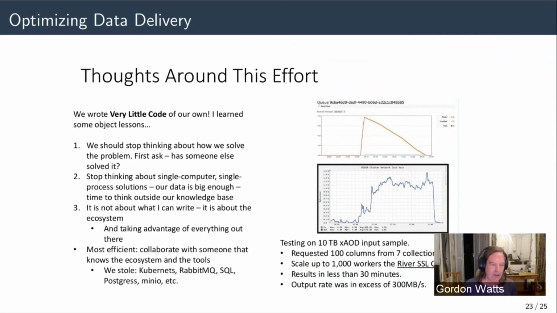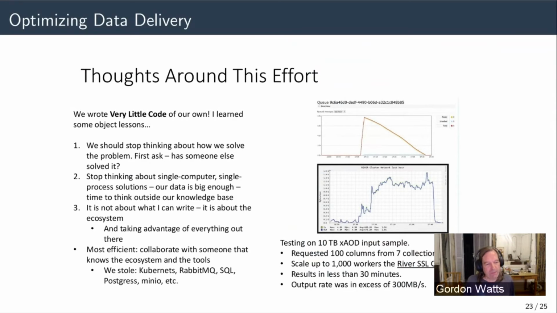The other thing that I learned is I really need to stop thinking about single computer, single process solutions. In particle physics, our data is certainly big enough. We need to think outside this, and this is my comfort zone. Usually, my approach is get it running on one computer and then figure out how to scale it up. Many folks in industry take the opposite approach: we know it's going to be big, so why do we even think about a single computer solution first? Let's just start from multiple computers from the get-go, and maybe we can squeeze it to run on one computer to do development work.